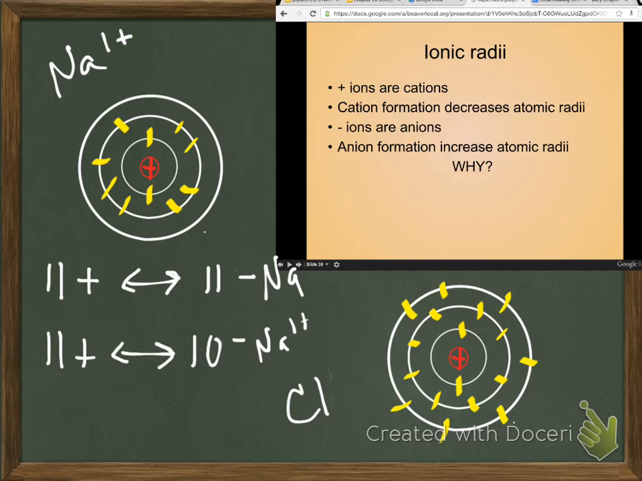So when we form a cation, that's what we're talking about. Remember, cations are positive. Petting cats is a positive experience. Terrible cat. When we form a cation, the radius decreases. The whole thing pulls in, it shrinks.